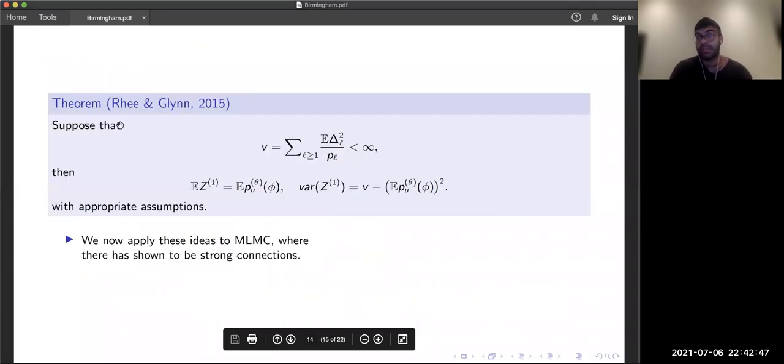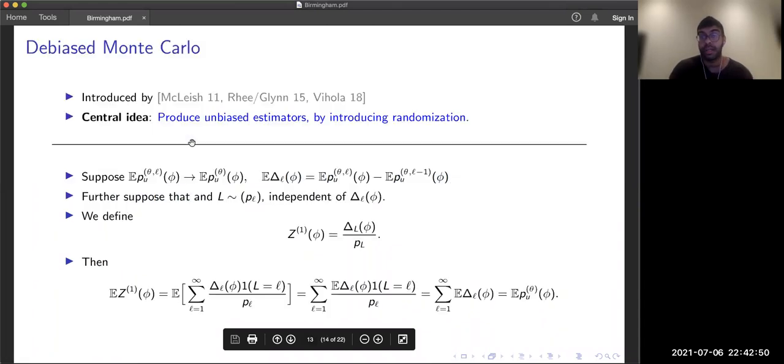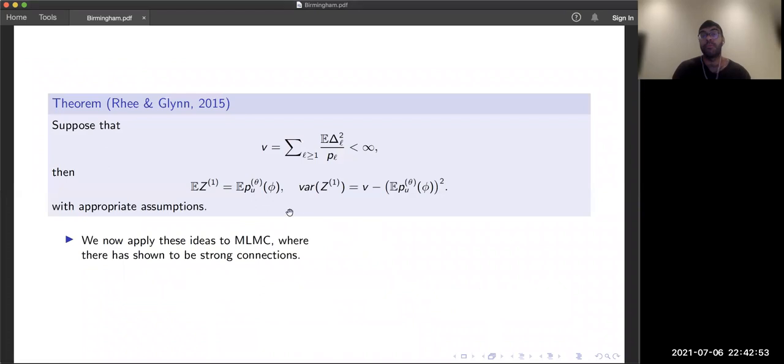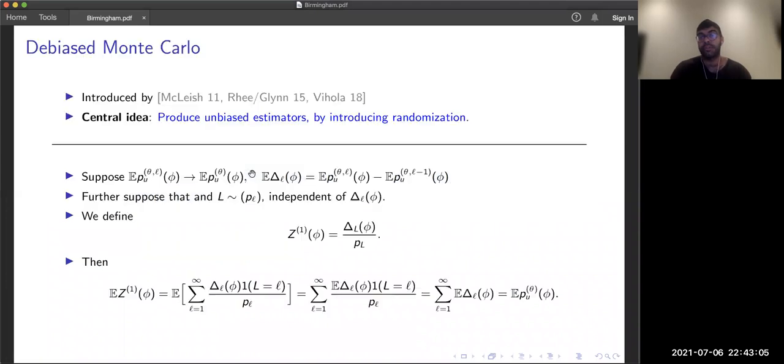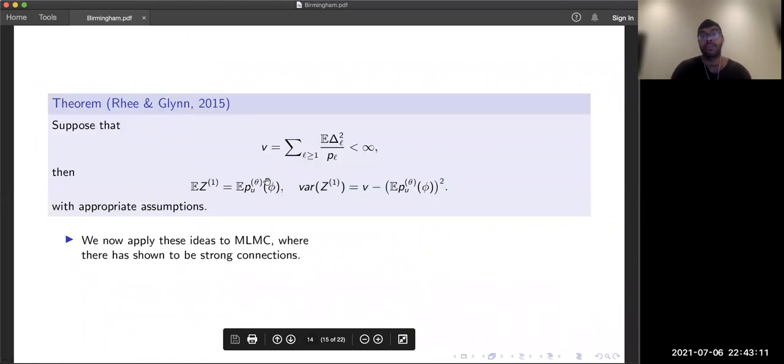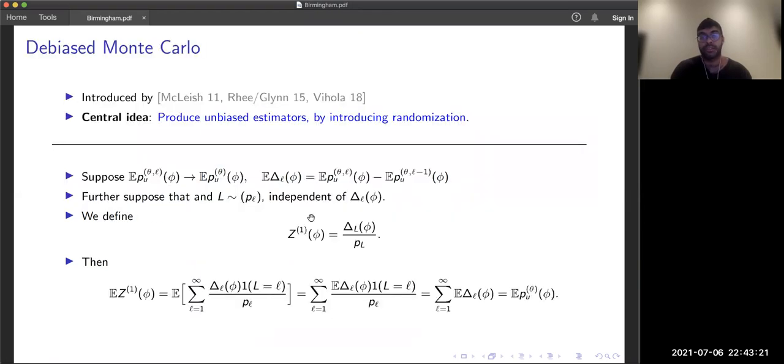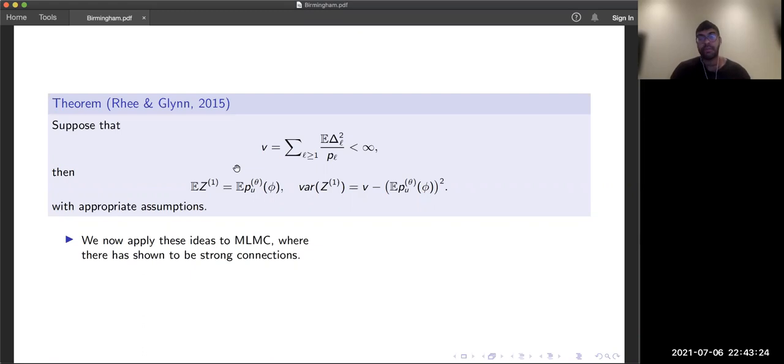What the paper by Rhee and Glynn actually discusses is a theorem governing this idea behind de-biased Monte Carlo. Suppose they assume that V is essentially the same quantity, except you take delta squared L instead, which is finite. Then what we have is what I showed you before: this is an unbiased estimator because the expectations match, given through the first formula. You can also express the variance of this estimator through the notion of V and the squared expectation, given as this. This is the main theorem behind Rhee and Glynn, and it has been very much used in the ideas of filtering for the past few years or so.